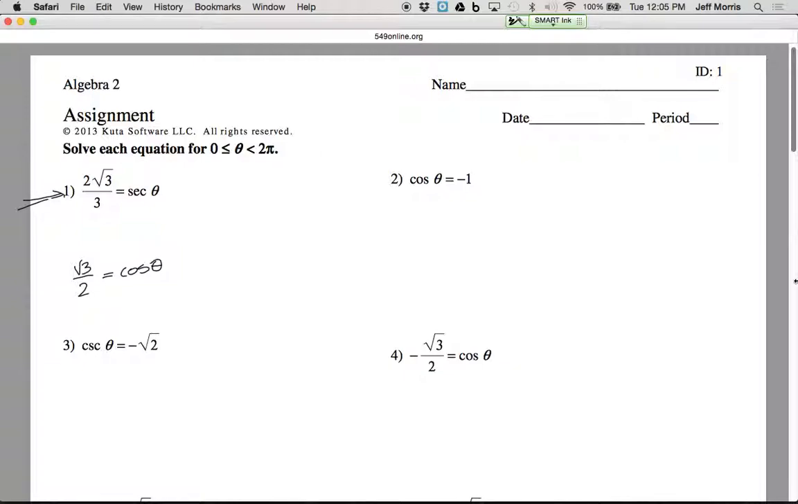You just need to know, if I see secant, I can change it into cosine as long as I do what to the other side? You can't just flip one side. If you flip one side, what have you done? You changed the problem, and now you're totally wrong. You got to flip both sides.